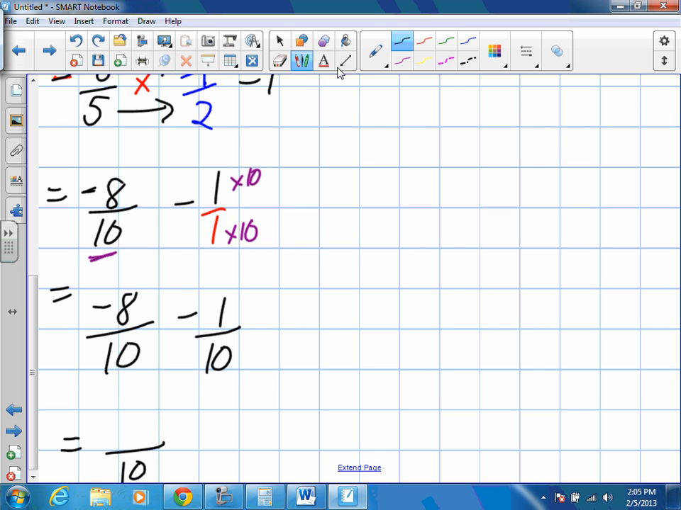And think of those negatives like they're applied to just the top terms in this case. So it's -8 minus 10. It's going to give us what? Anyone know? -18. Nice reaction.